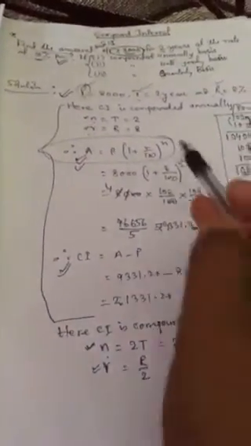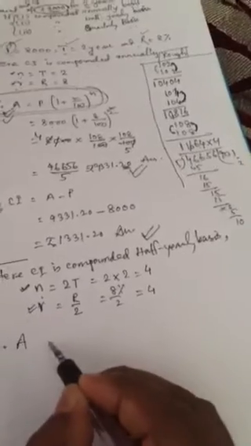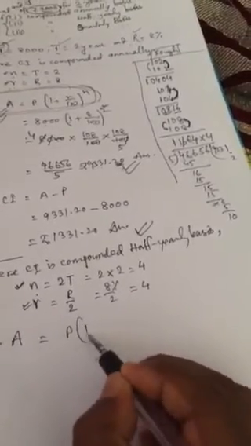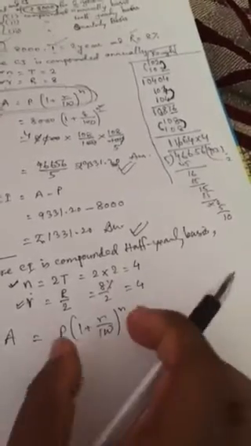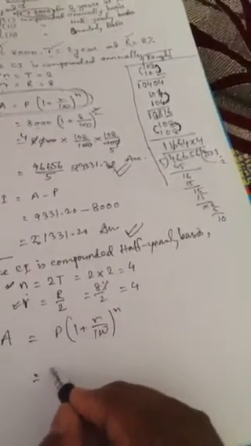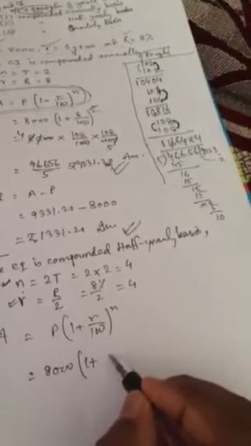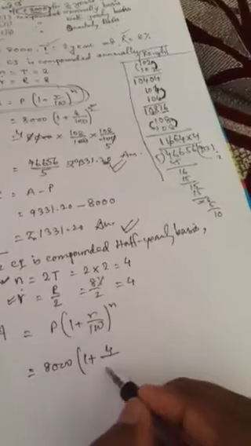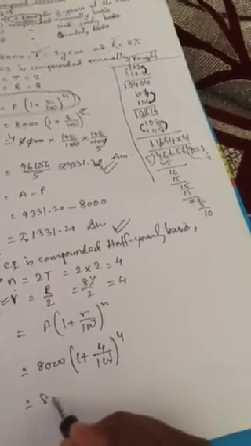After that, the same formula to find A. You have to apply the same formula to find A. This formula only. Now you have to write, therefore, A equal to P times (1 plus r by 100) power n. Now you again substitute the value of all the variables. P is 8000. 1 plus r, r is now how much? 4 by 100, power is 4. Okay. The same pattern.